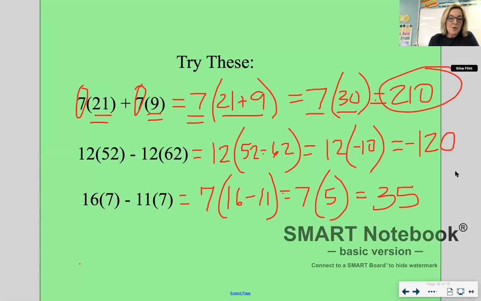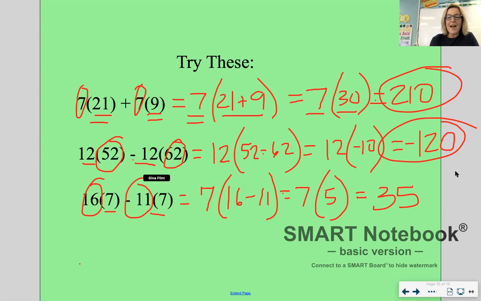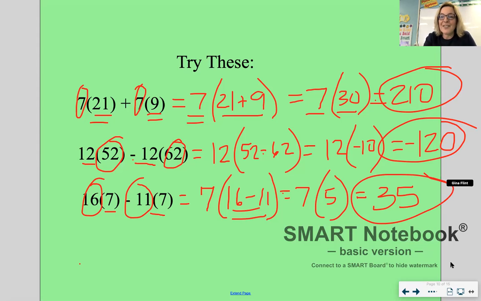On the second one, you can see that 12 is a common factor. So what's left is 52 minus 62. And so 52 minus 62 is negative 10. 12 times negative 10 is negative 120. And on the third one, the common factor is presented kind of to trick you, but it's 7. And what's left is 16 minus 11, which is 5. 7 times 5 is 35. How'd you do?